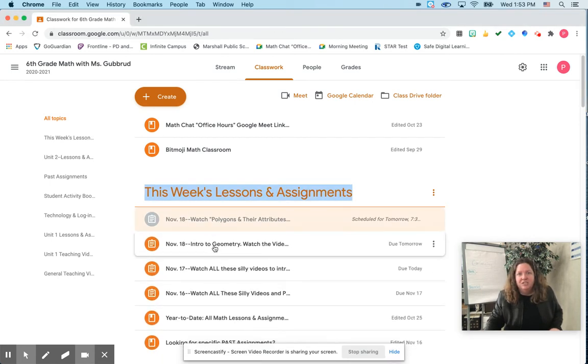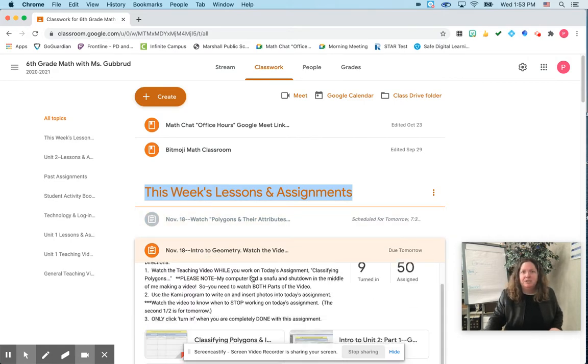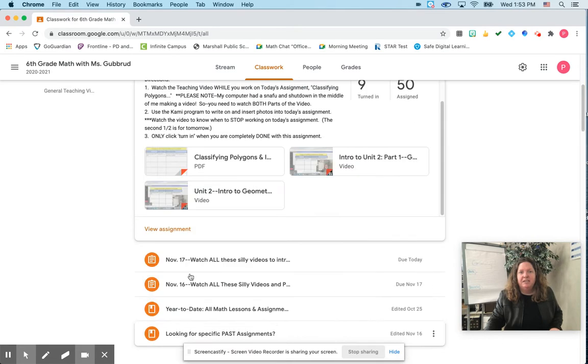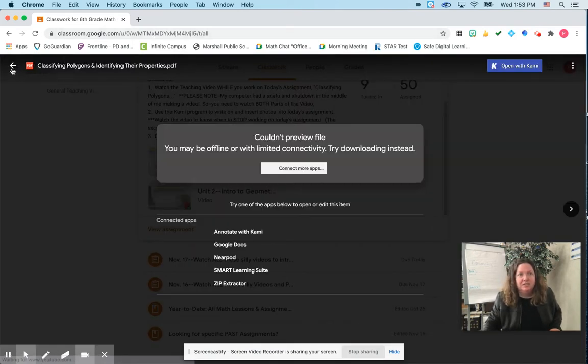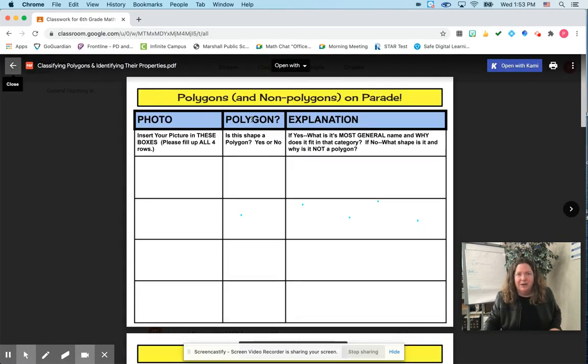Let's go back into yesterday's assignment, Introduction to Geometry. Let's go down and find it. There it is, Classifying Polygons. So you're going to click on yours, Classifying Polygons. I'm getting a weird message there, but I guess it cleared it up.